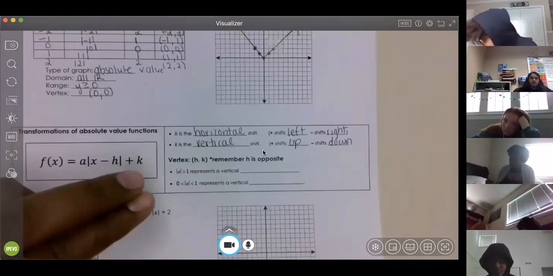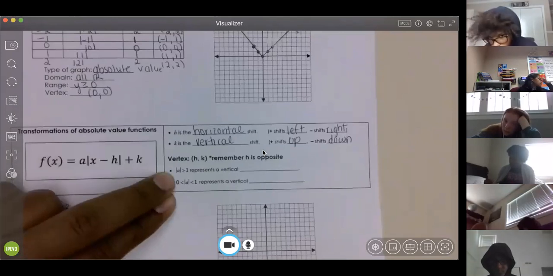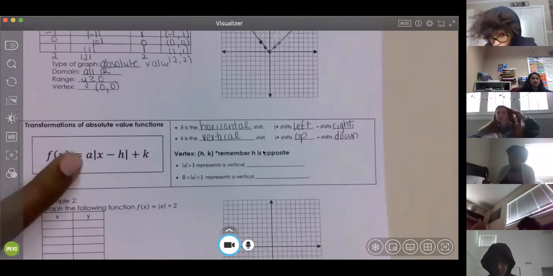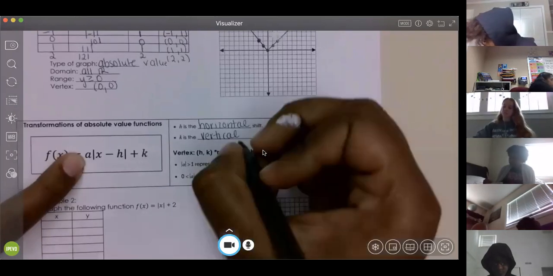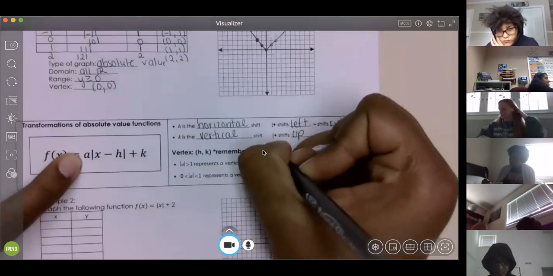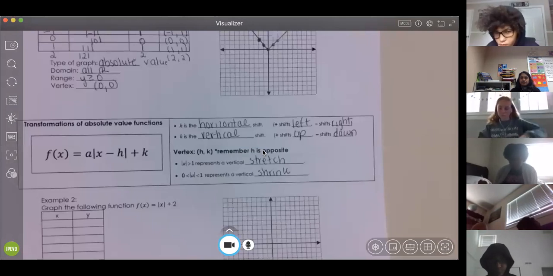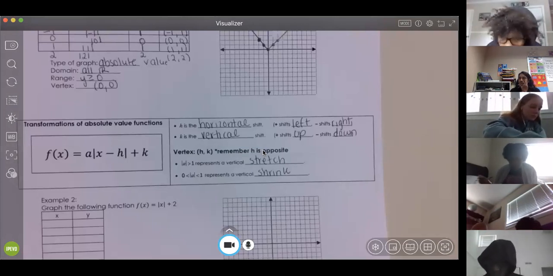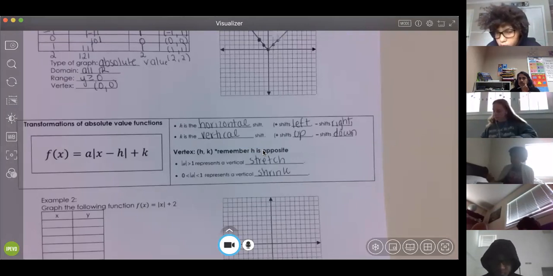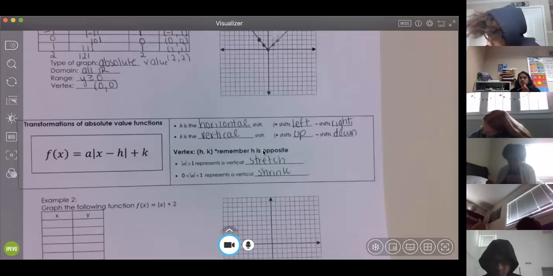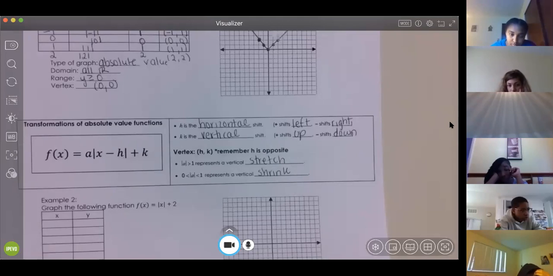These next 2 points we're going to focus on tomorrow, but we'll just go ahead and overview it real quick. If your a value, so the number in front of the absolute value, is greater than 1, then we're going to have a vertical stretch. And if it's less than 1, we're going to have a vertical shrink. I'll give you all another minute to copy stuff down, and then we'll go on to example 2.